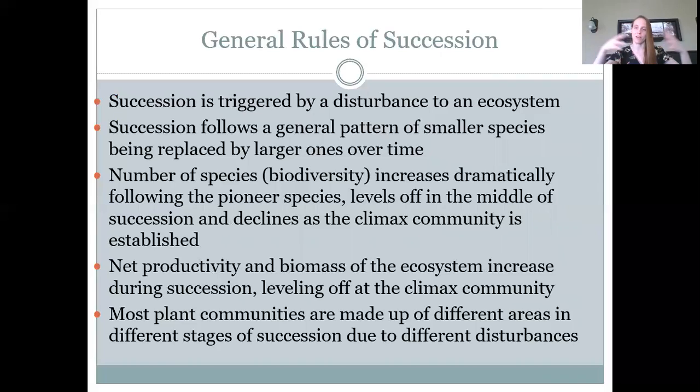And most plant communities are made up of different areas that are in different stages of succession. So if you look at a large habitat, like a forest, that entire forest isn't going to be at the same stage of succession. You might have one area that was hit by a forest fire. You might have another area where there was some logging or something like that. You might have another area that had a pine beetle infestation. You can have these different disturbances happen within the larger habitat that can result in different parts of that habitat being at different places in the succession pathway.